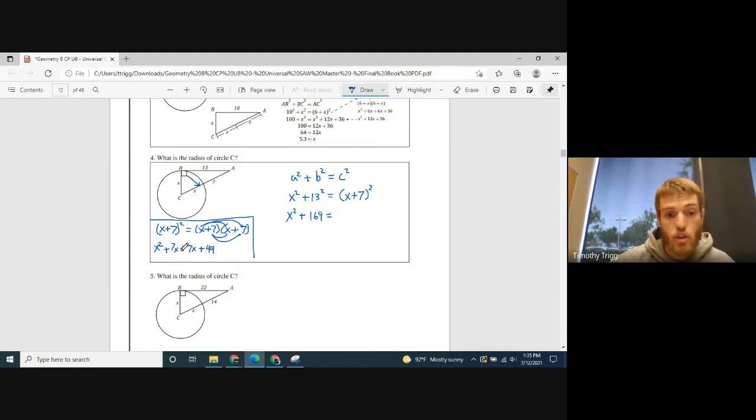Lastly, we want to combine like terms if there are any. In this case, the 7X and the other 7X are like terms, so we can combine those together. X squared does not combine with these other terms, plus 7X plus 7X is 14X, plus 49. So when we do X plus 7 squared, that gives us X squared plus 14X plus 49.